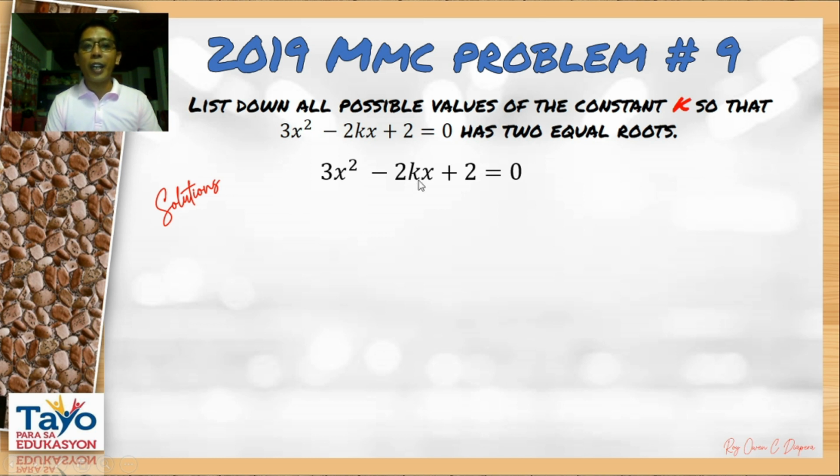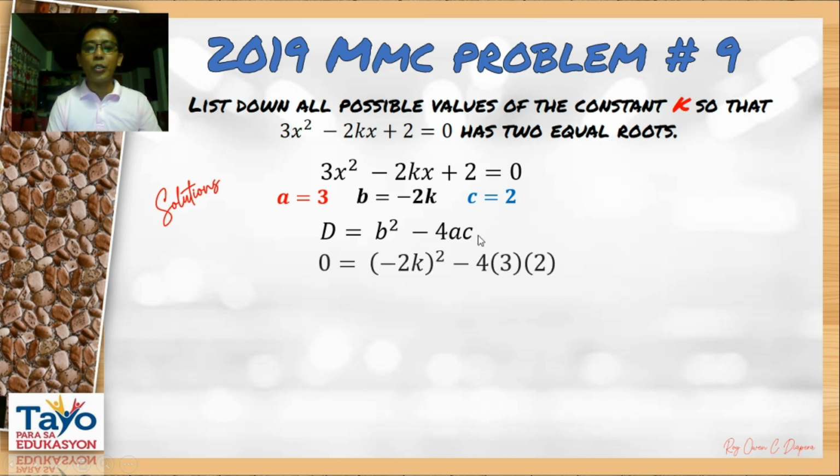So since we are asked to solve for the values of the constant k, we will get first the value of a, which is 3, the value of b is negative 2k, and the value of c is equal to 2. Since we are talking about two equal roots, we will be talking about discriminant. Discriminant is equal to b squared minus 4ac.